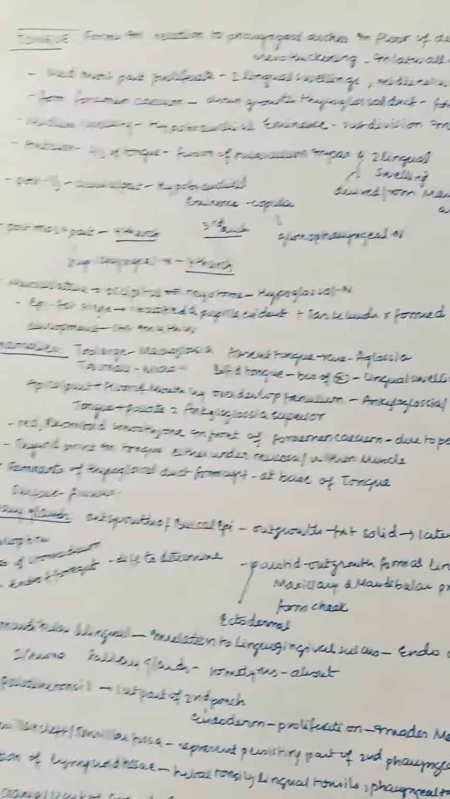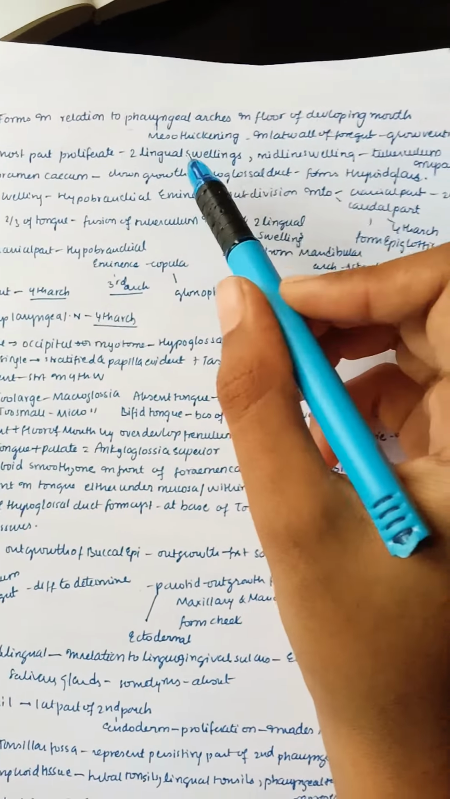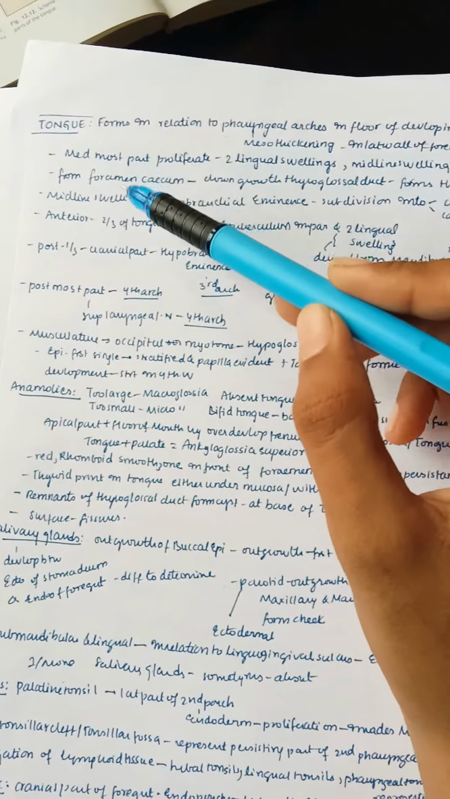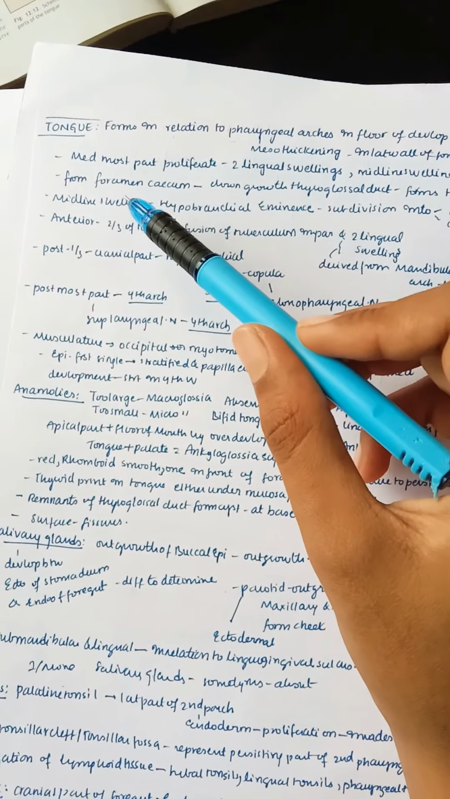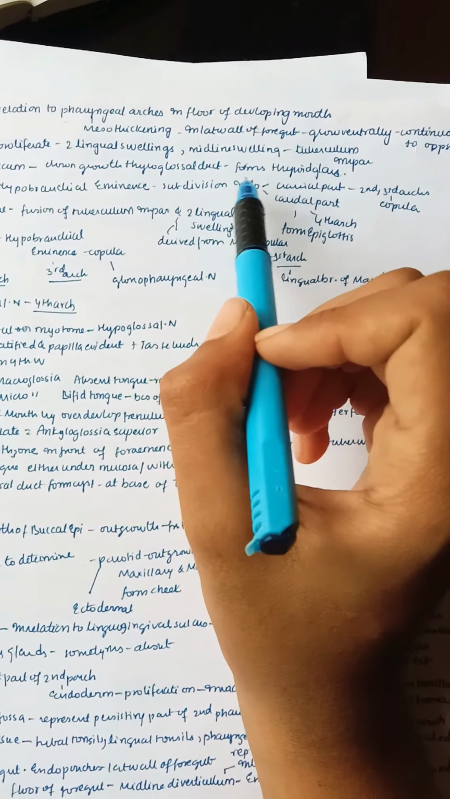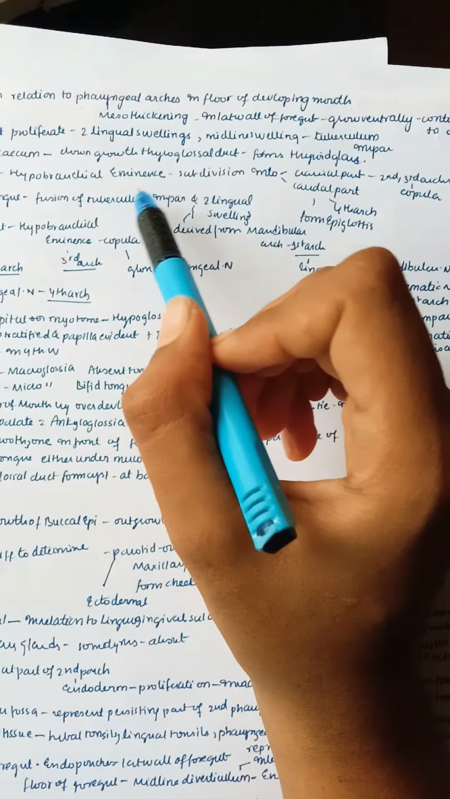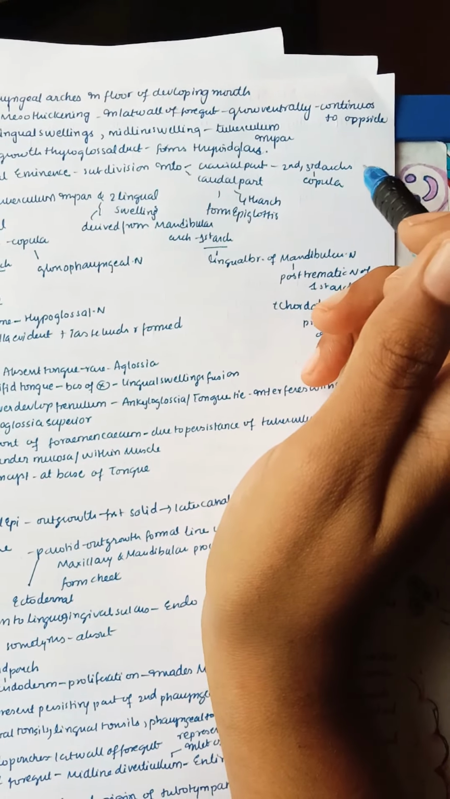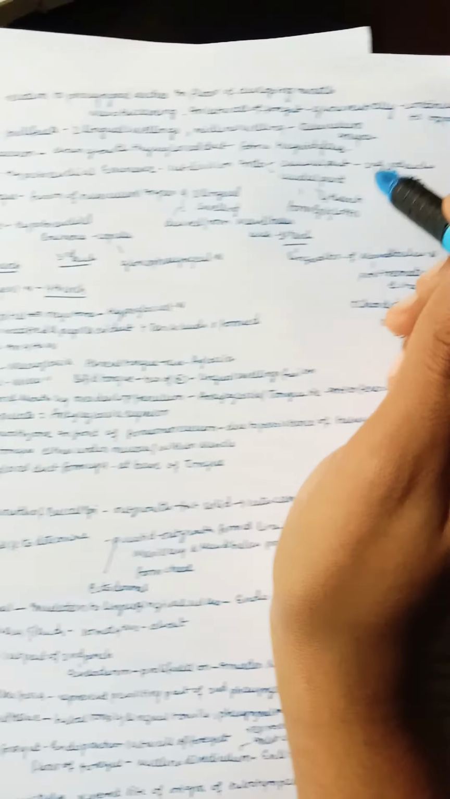So we know the tongue forms in relation to the pharyngeal arches in the floor of the developing mouth, and the mesenchymal thickening in the lateral wall of the foregut goes ventrally, continuous with the opposite side, and the medial-most part proliferates to form two lingual swellings, a midline swelling, the tuberculum impar, and from the foramen cecum there is a downgrowth, the thyroglossal duct, which forms the thyroid gland. The midline swelling, that is the hypobranchial eminence, subdivides into a cranial part and a caudal part. The cranial part has the second and third arches, also called the copula, and the caudal part is made up mainly of the fourth arch, which also forms the epiglottis.